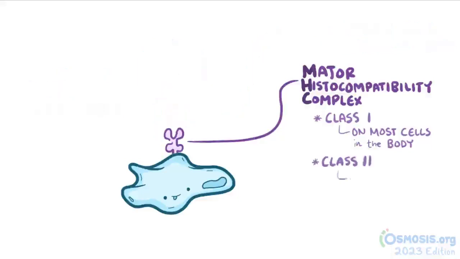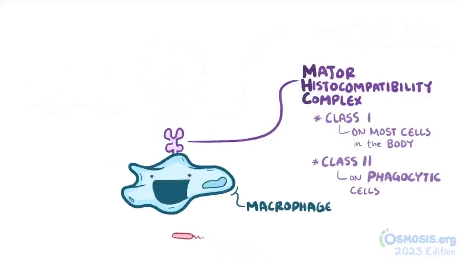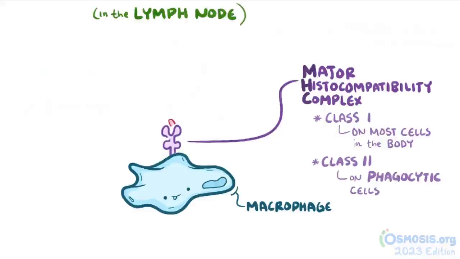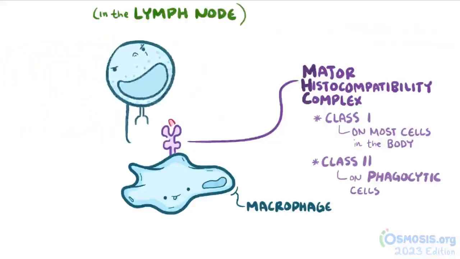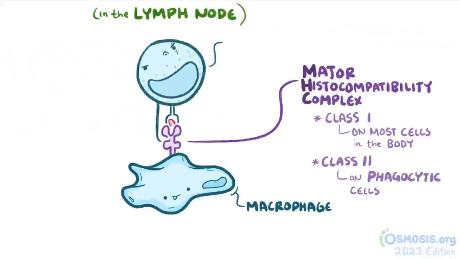MHC class 2 molecules are found specifically on phagocytic cells, like macrophages, which destroy and digest foreign pathogens like bacteria. Once a macrophage destroys a bacterium, it presents a piece of that bacterium on its MHC class 2 receptor, and the macrophage then makes its way to the lymph node to find some T lymphocytes. A type of T lymphocyte called a CD4 positive T cell, also known as a helper T cell, uses its T cell receptors to bind to the foreign antigen presented by the MHC class 2 molecule.